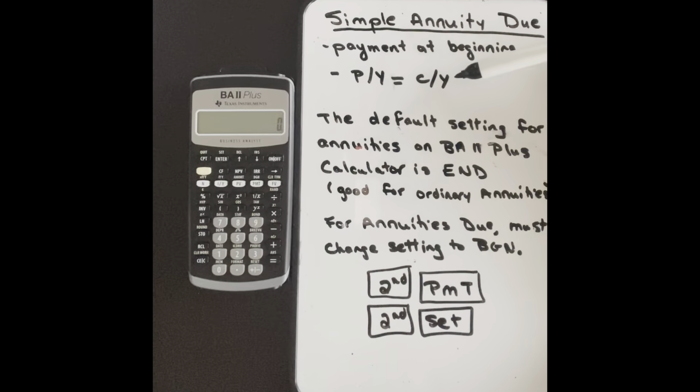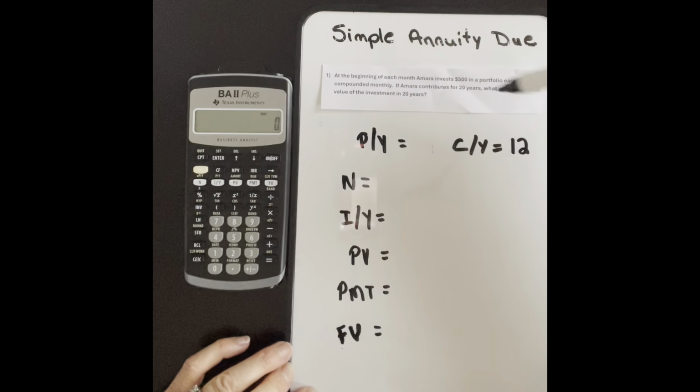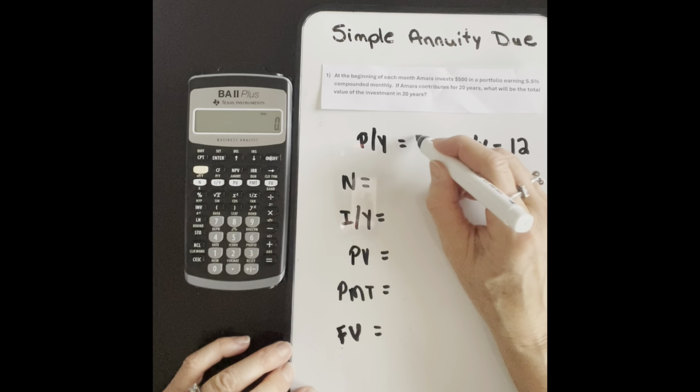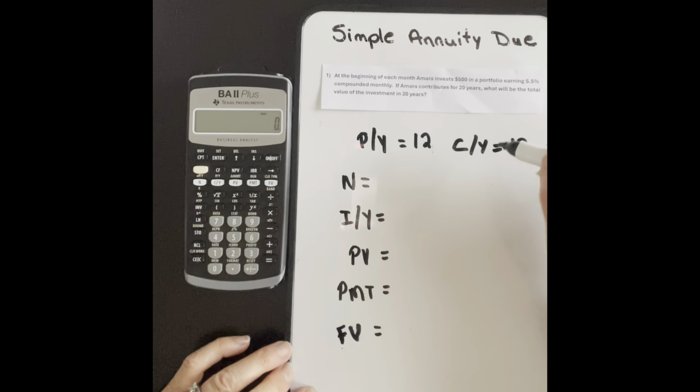We're going to take a look at a variety of examples, and we're going to calculate for different values on our time value money functions. So let's first of all start by getting the information down, and then I'll show you how you enter it into your calculator. Our first example says at the beginning of each month, Amara invests $500 in a portfolio earning 5.5% compounded monthly. So the compound periods per year are 12, and she's putting money in each month. That's 12. Those are equal. It's the beginning, so we know it's a simple annuity due.